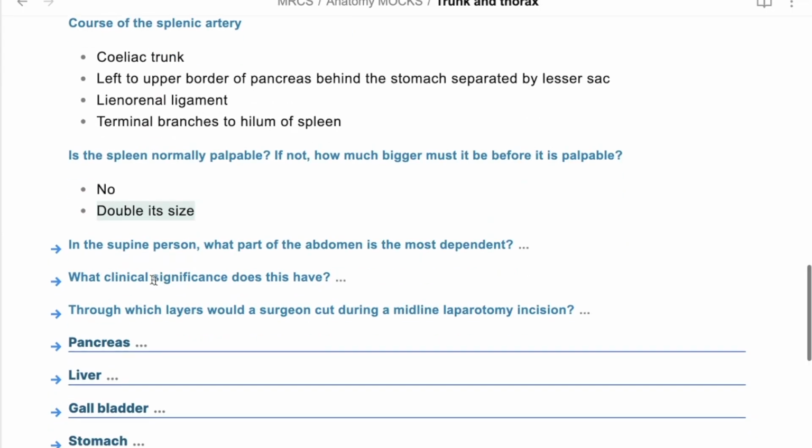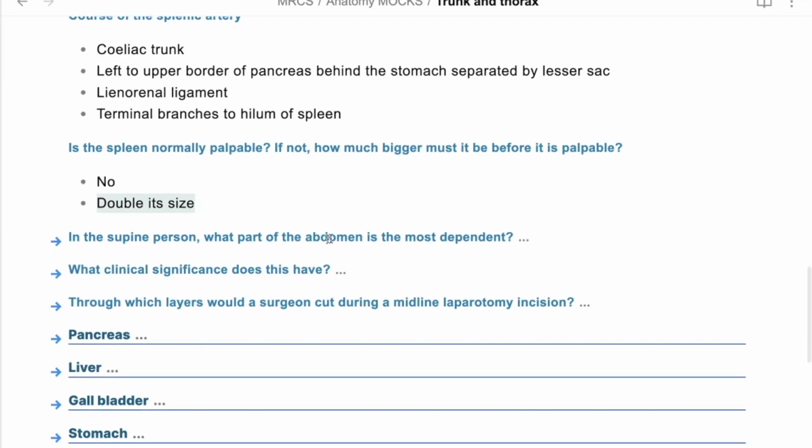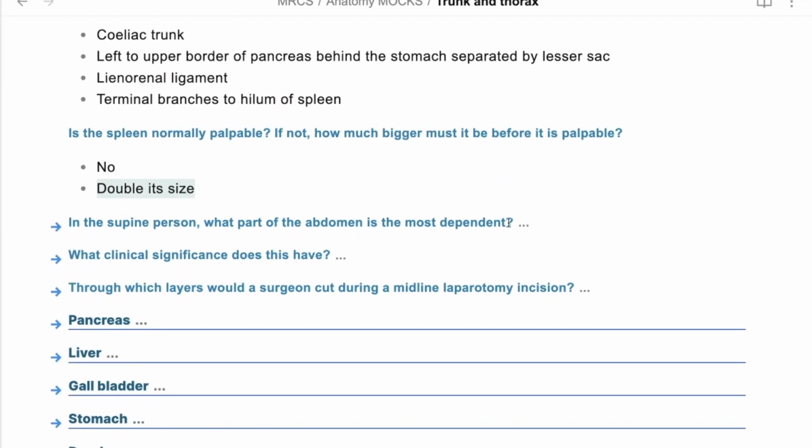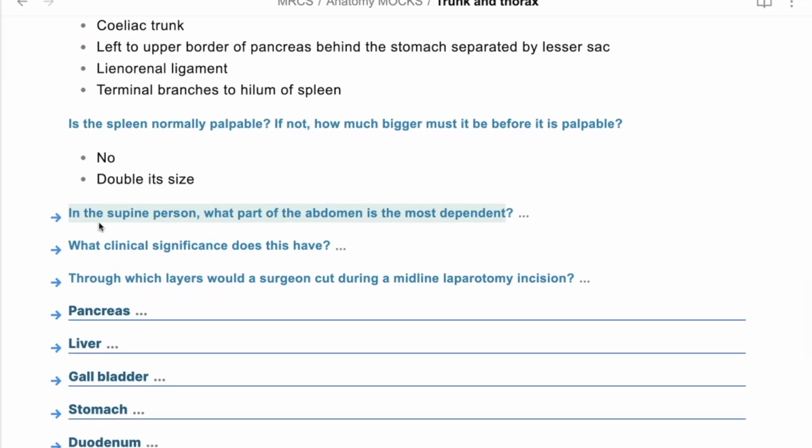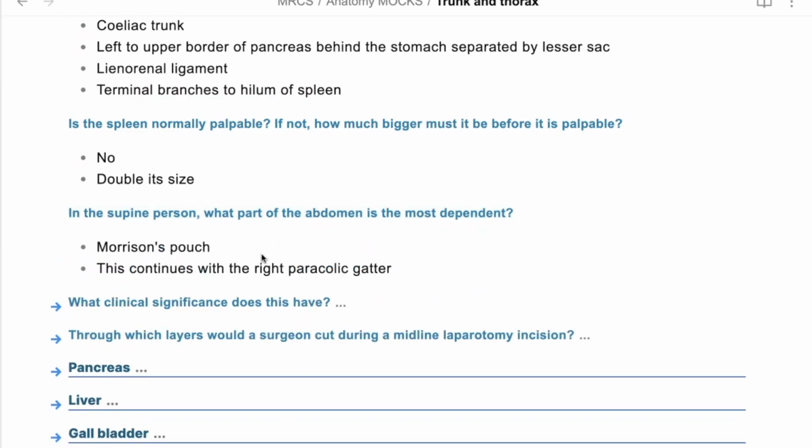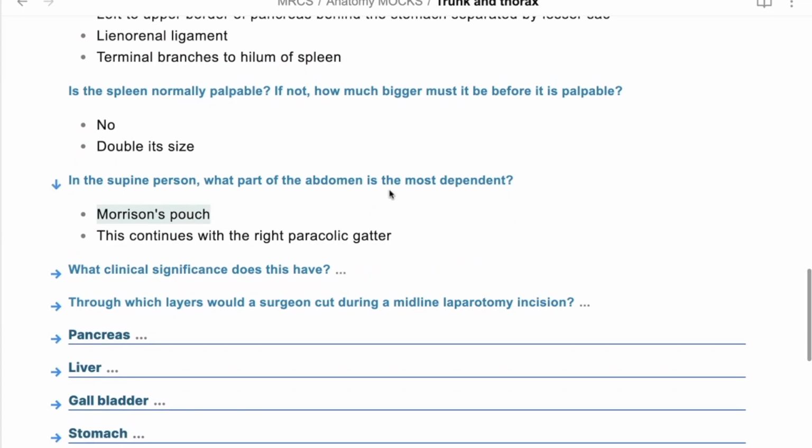All right. In supine position, what part of the abdomen is the most dependent? Hepatorenal pouch. Is there any other name for it that you know? Sorry, sir, I don't know. That's right, Morrison's pouch, but you said it correctly. Yes, it's the hepatorenal space, and this is a continuation of the right paracolic gutter.